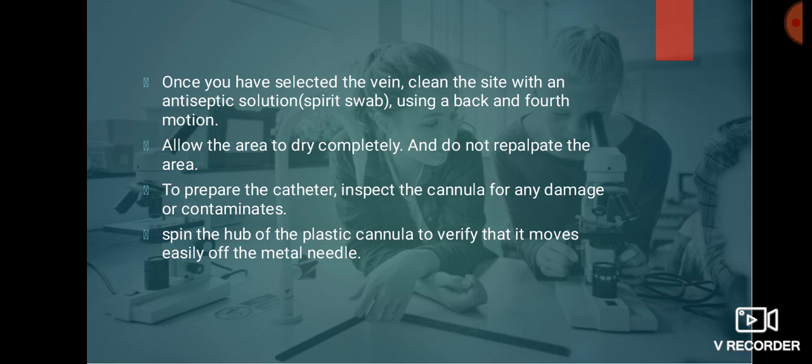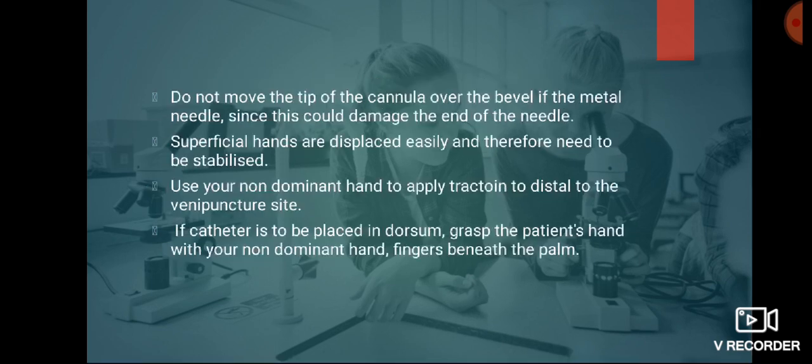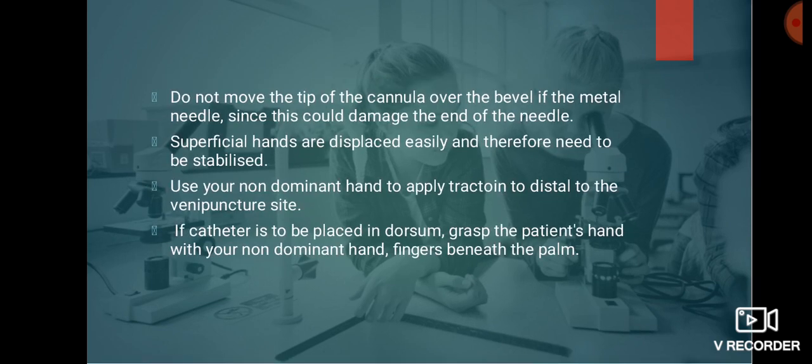To prepare the catheter, inspect the cannula for any damage or contaminants. Spin the hub of the plastic cannula to verify that it moves easily off the metal needle. Do not move the tip of the cannula over the bevel of the metal needle, since this could damage the end of the needle.